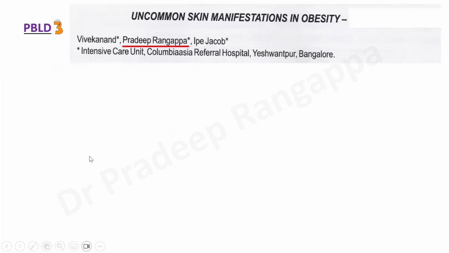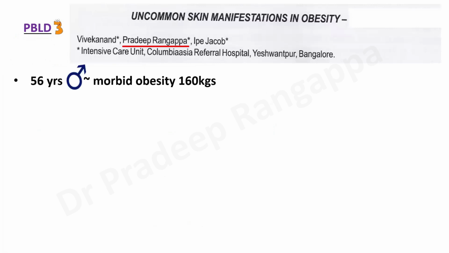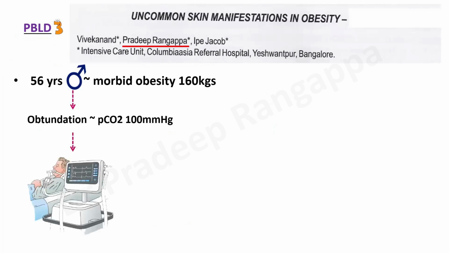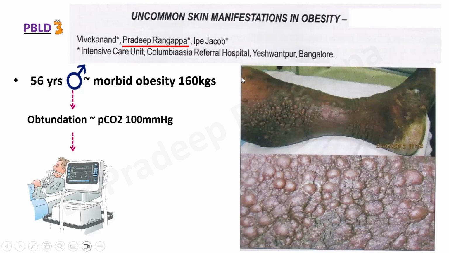So we'll move into case three. Again, this we published: uncommon skin manifestation in obesity. So this was a 56-year-old gentleman, morbid obesity, 160 kgs. He came with obtundation with CO2 of 100. So he was intubated, mechanically ventilated, and this was the skin he had. So it's an uncommon skin manifestation in obesity.